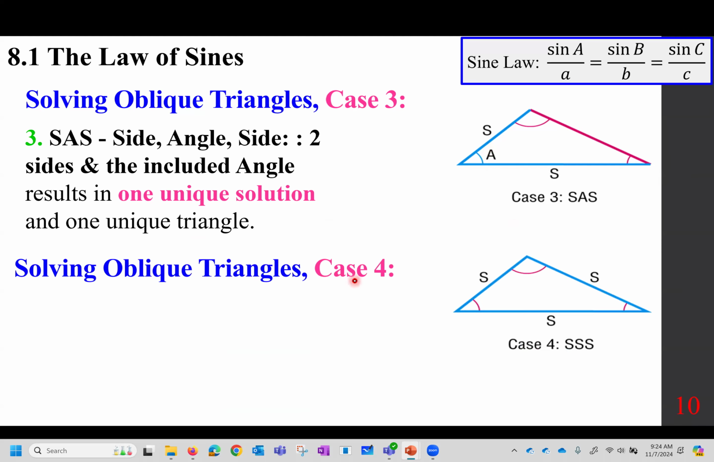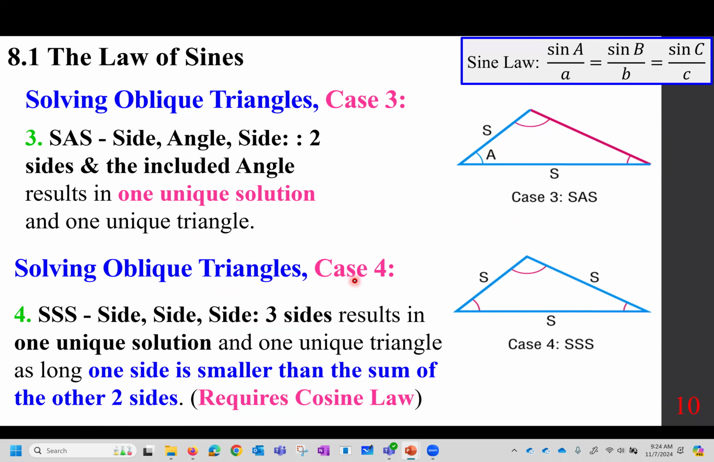Solving oblique triangles, case number 4. Side, side, side. Three sides result in one unique solution and one unique triangle, as long as one side is smaller than the sum of the other 2 sides, and it requires the next section, the cosine law. The theorem that you probably remember is that for the sides to be connected, one side has to be less than the sum of the other 2. Assume one side is equal to the sum of the other 2. So it covers the 2, but it doesn't cover any triangular shape. That's the idea.